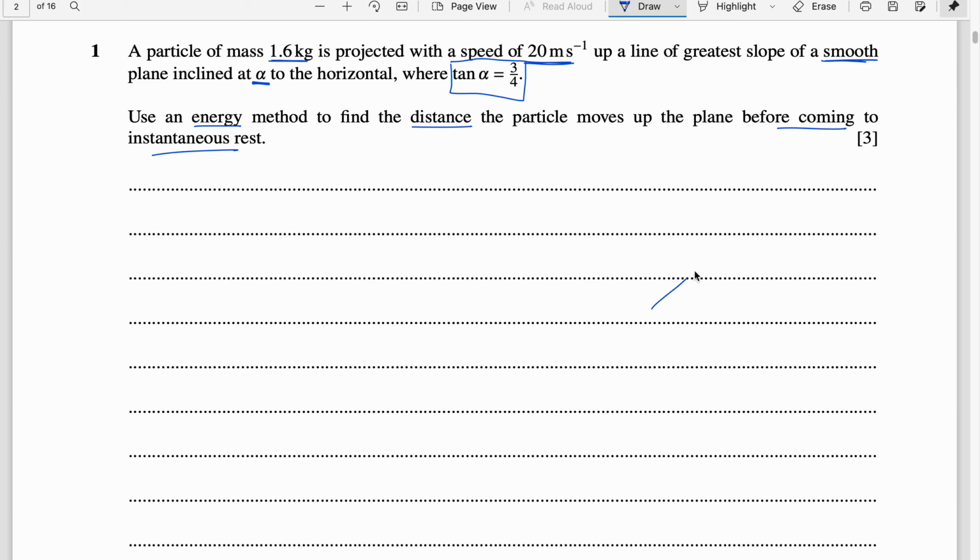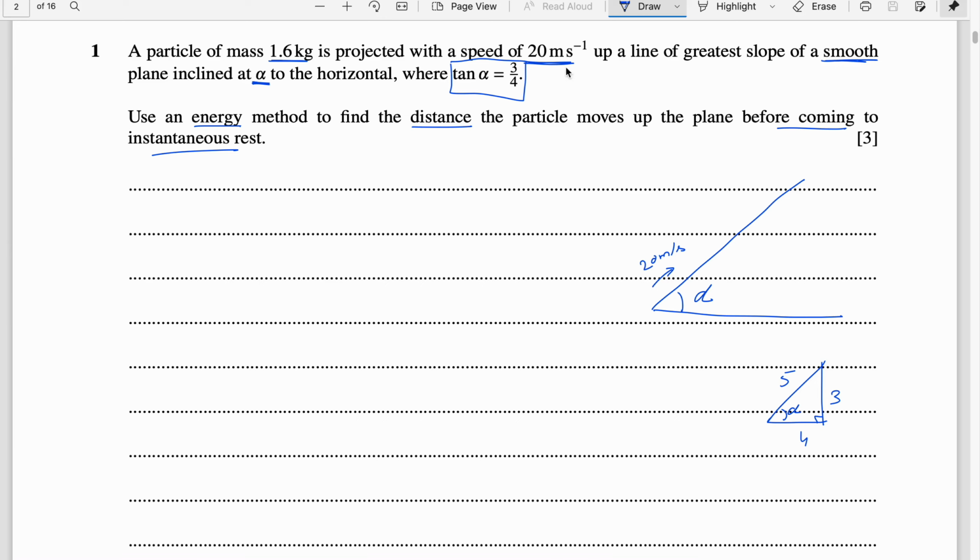So this is the scenario. The particle travels up the slope, which is at an angle alpha, with 20 meters per second, and we are given that tan alpha is 3 by 4. When you apply Pythagoras theorem, we get 5 on this side.